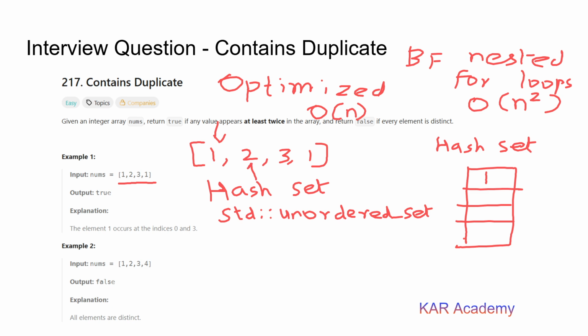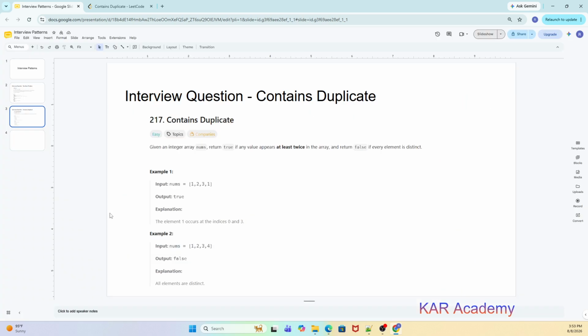Now let's take this number 2. We check if number 2 is present in the hash set. If it's present, we return true. This is not there, so we will be putting that number in the hash set. Then we'll go and take the number 3. We check if it's present in the hash set. If not present, we add it to the hash set. Now let's come to this number 1. We check if this number is present in the hash set. Yes, it's present, and in this case we return true. Okay, so it's as simple as that. Now let's go and implement this in C++.